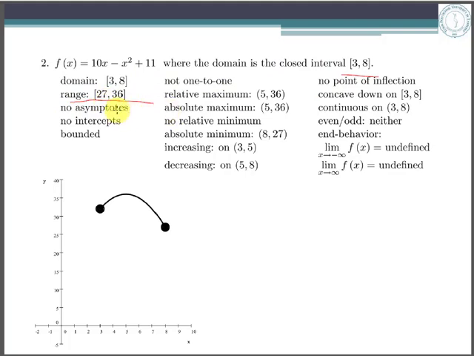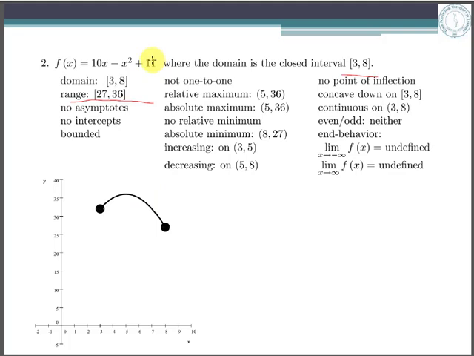And we don't have any asymptotes, and we don't have any intercept points because we considered it in a closed interval. This is bounded because, again, we considered it in a closed interval, and it's not a one-to-one function. Why? You can see at this point we have the same values.